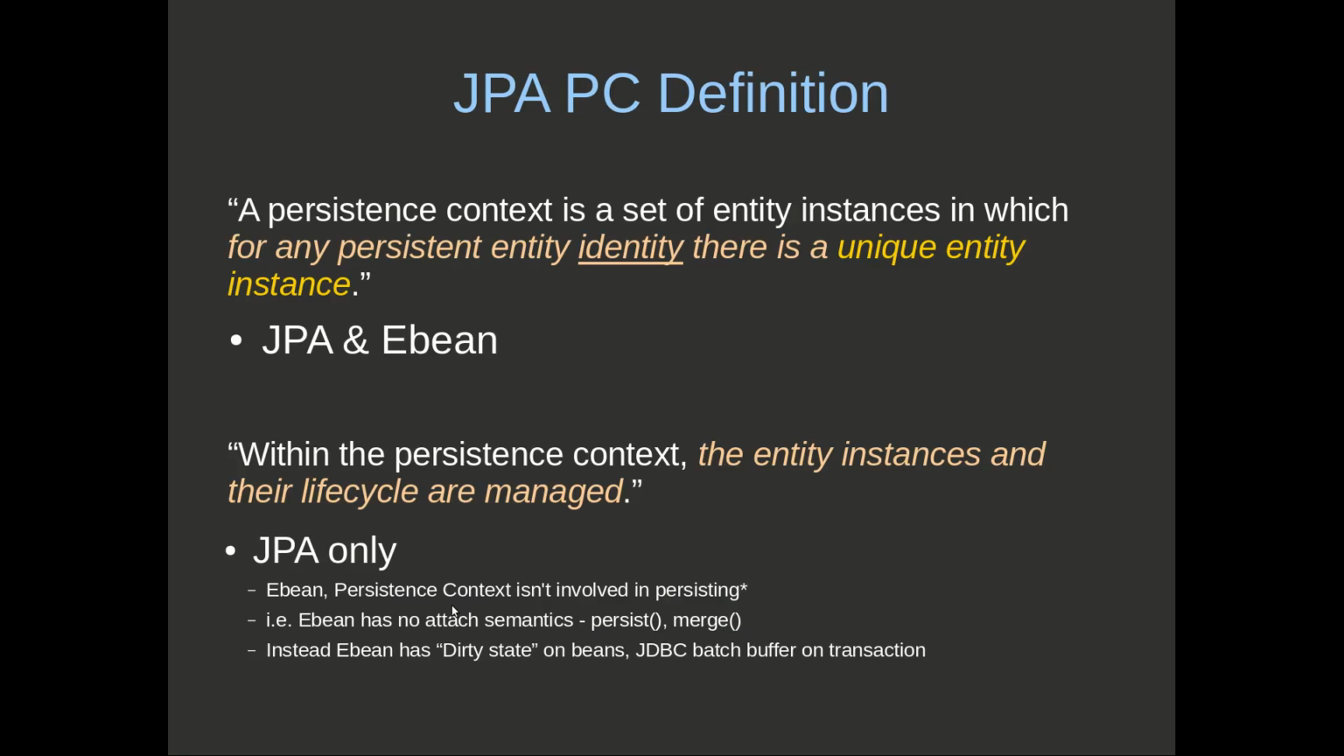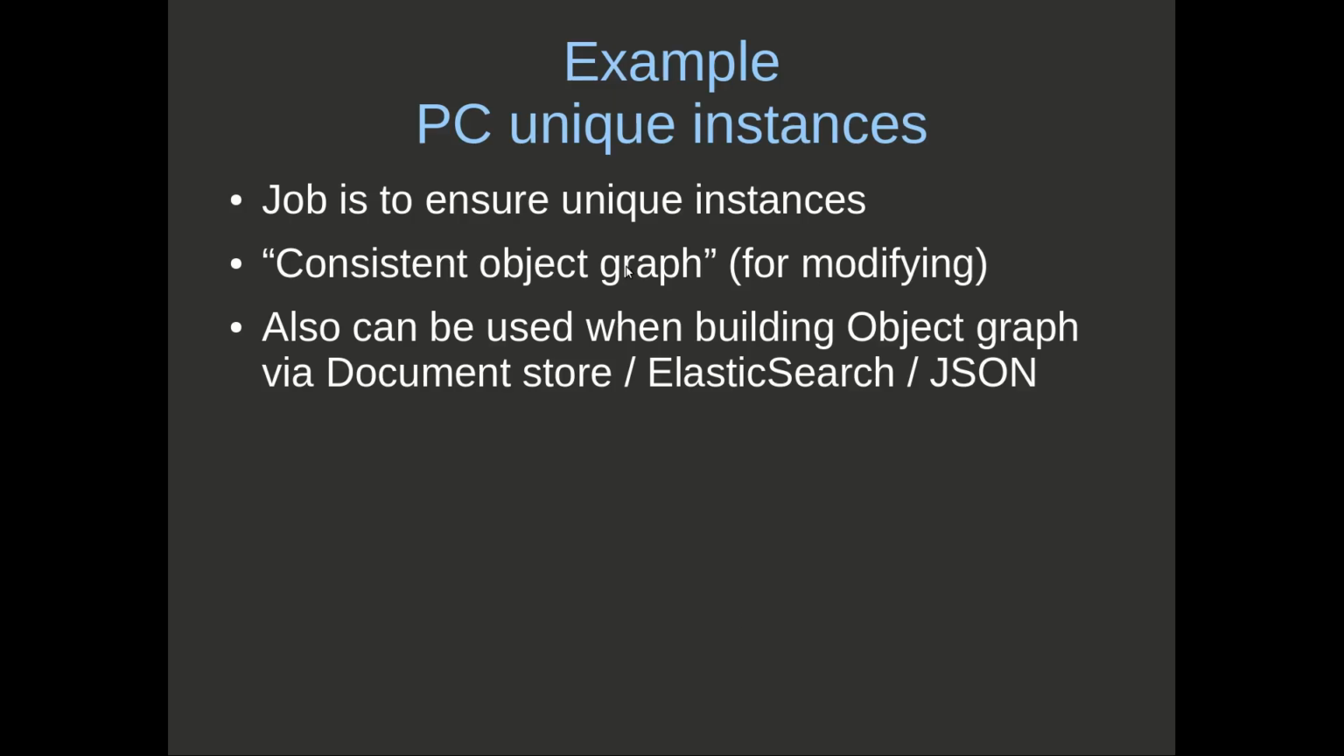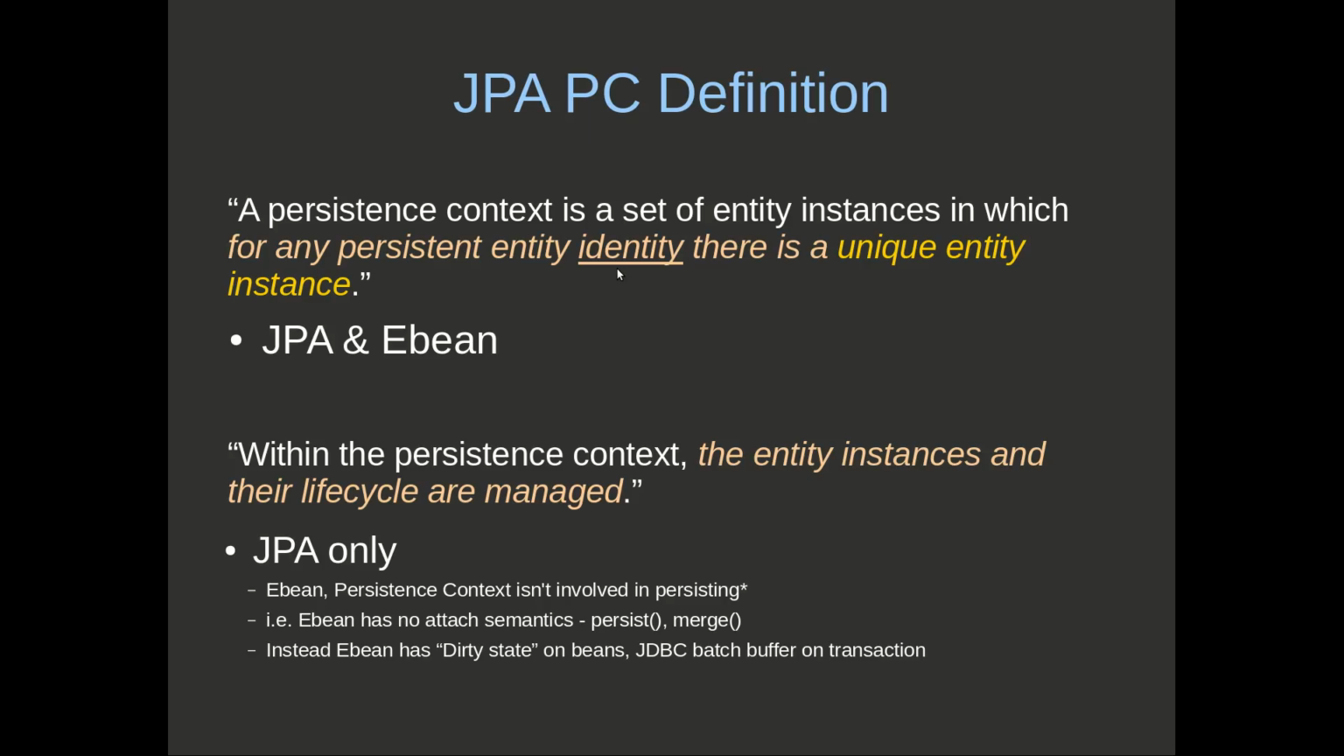But firstly, JPA has a persistence context definition which has two parts to it. The first part is that a persistence context is a set of entity instances in which for any persistent entity identity there is a unique entity instance. When we say persistent entity identity, you can think of the ID value of an entity bean. For any given ID value there should be a unique entity instance. This is actually what Ebean has adopted as its definition of a persistence context.